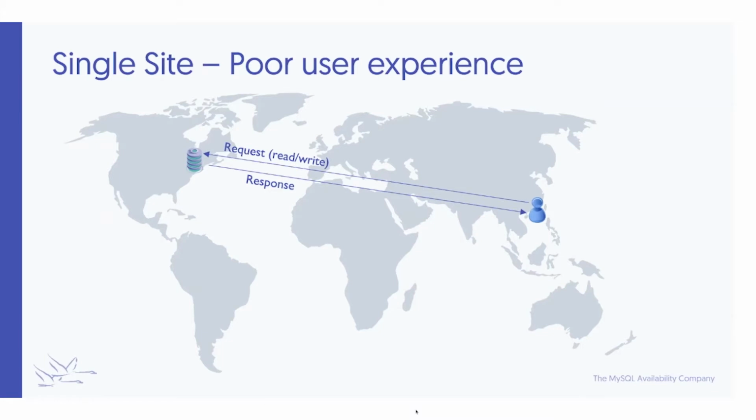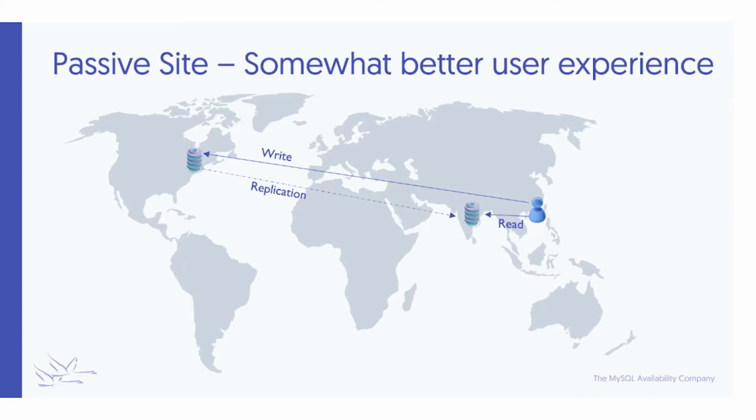So what's one way that we can improve on this? Well, we can introduce a passive site that's closer to the user. So now when the user writes, it still goes halfway across the world to New York. But then in the background, there's some replication that happens. And that replication replicates to a passive site closer to the user. And now the user can read from that local site. So we've got a little bit improvement with this topology.